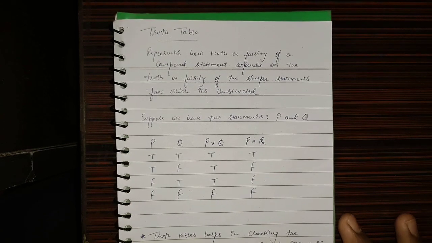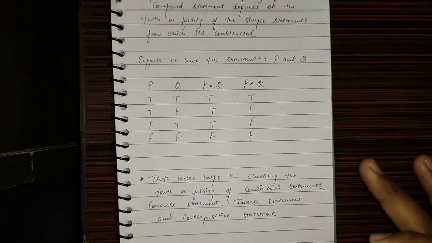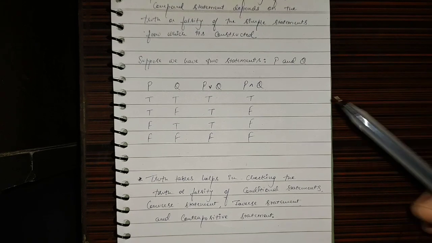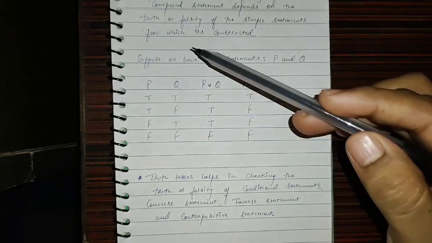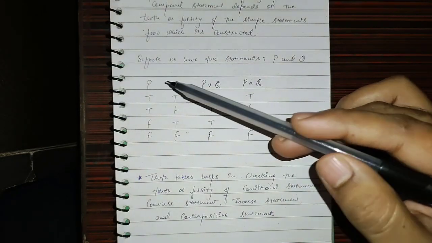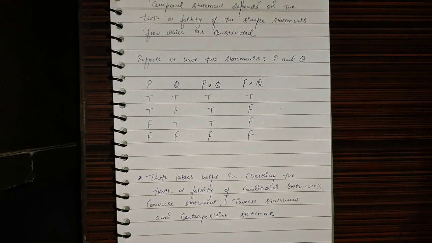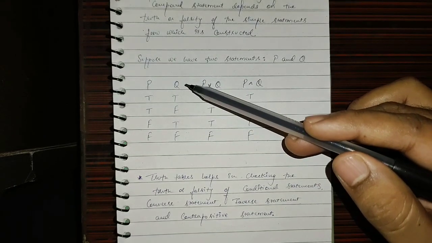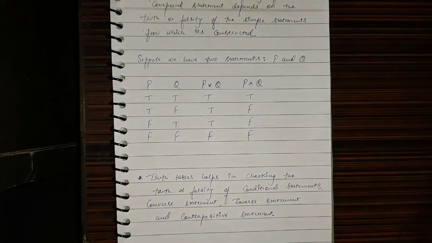Now suppose the simple statements that we took were P and Q. So the truth table of statements P and Q will look something like this, where in the first column I have taken the statement P and all its possibilities of being true or false. In the second column we have taken statement Q and all its possibilities of being true or false.